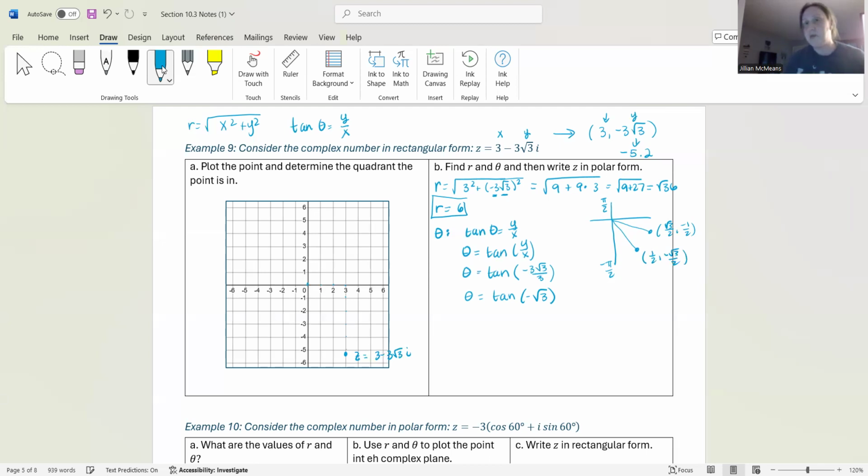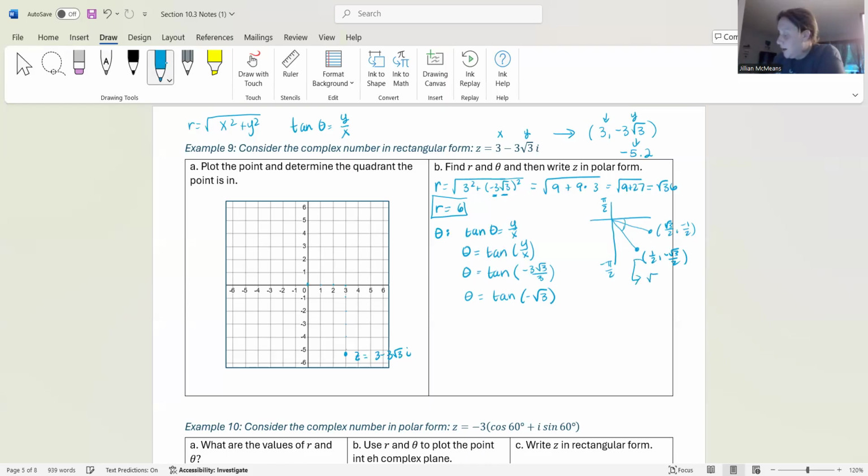So which one has the ratio where when we take y and we divide it by x, we get negative root 3? Well, let's try this one. So let's try pi over 3. So this one right here is pi over 3. So when I look here, remember, tangent is y over x, or sine over cosine.